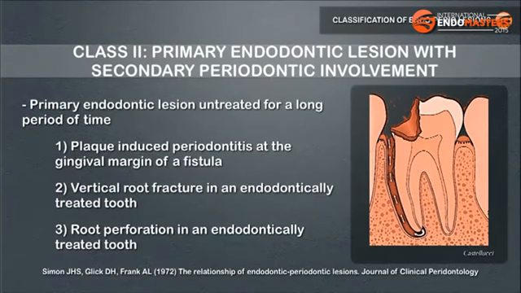Class 2, the primary endodontic lesion with a secondary periodontic involvement. In reality, it is a primary endodontic lesion untreated for a long period of time. If after a period of time a suppurating primary endodontic disease remains untreated, it may become secondarily involved with periodontal breakdown. Plaque forms at the gingival margin of a sinus tract and leads to a localized plaque-induced periodontitis.